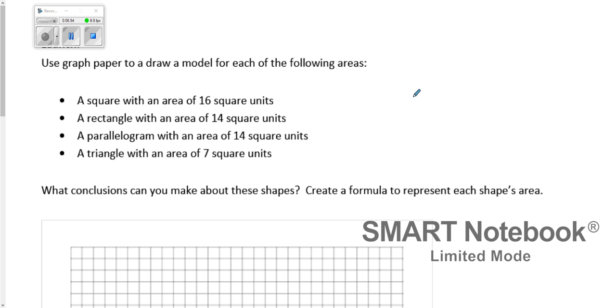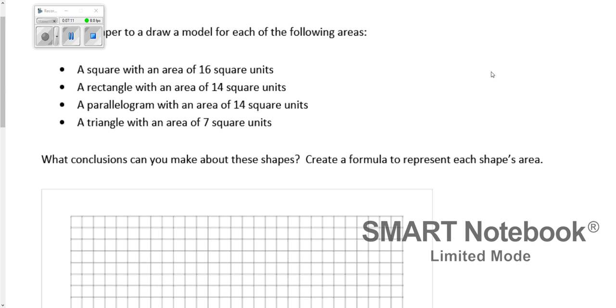Here's some graph paper. If you have graph paper, you can use it. If you print this out, which I'll attach, you can use it. They want you to draw different things. So the first one, they want you to draw a square with an area of 16 square units. And there's only one possible answer for that square.